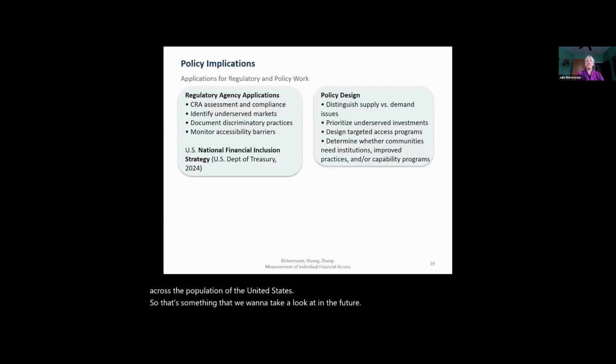And in terms of policy design, we also think that this might be helpful for being able to prioritize underserved investments in communities and design targeted access programs. By better understanding what financial access is and the multidimensional nature of it, you might be able to better target financial access programming across communities and better determine at a policy level whether communities actually need, perhaps, more brick-and-mortar institutions in their community, or whether an institution may need improved practices and customer service or capability programs.